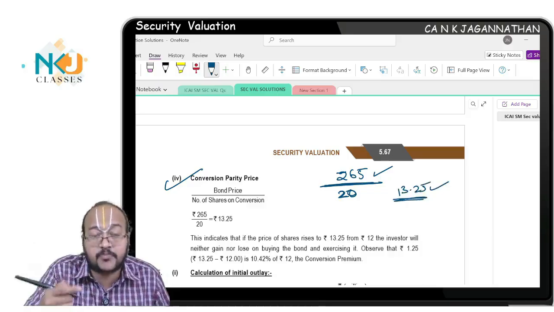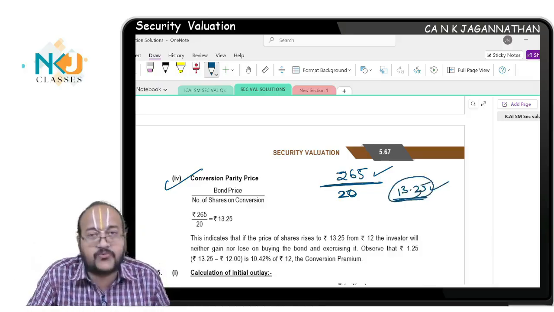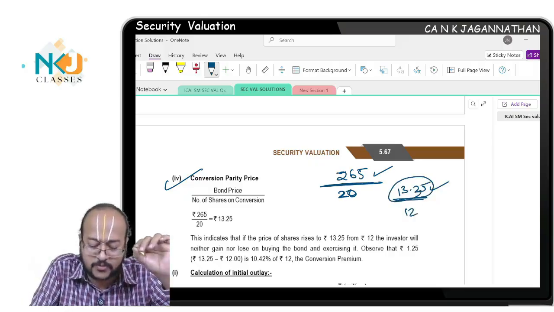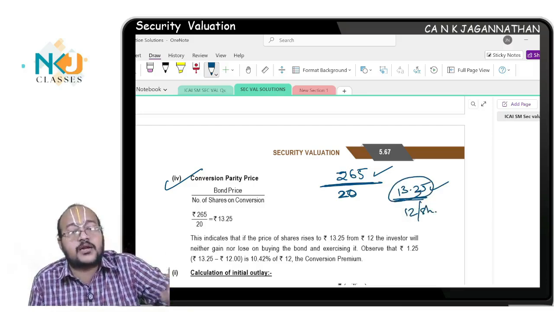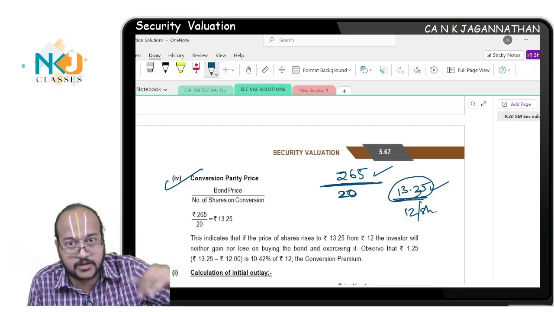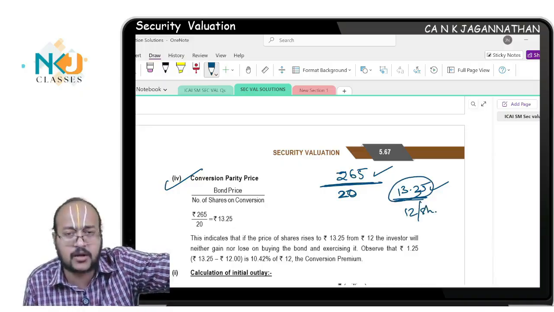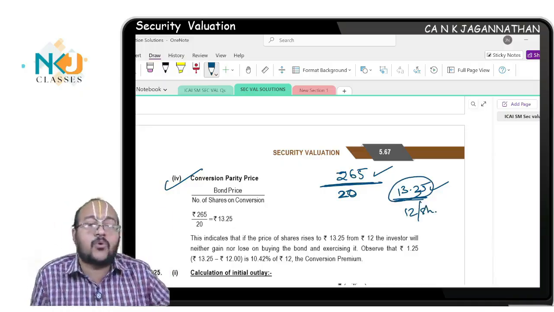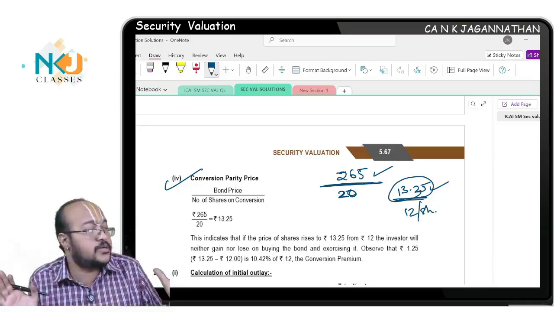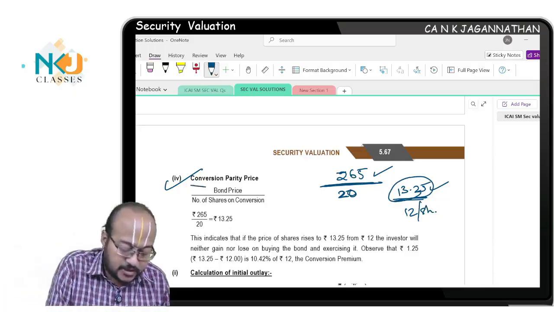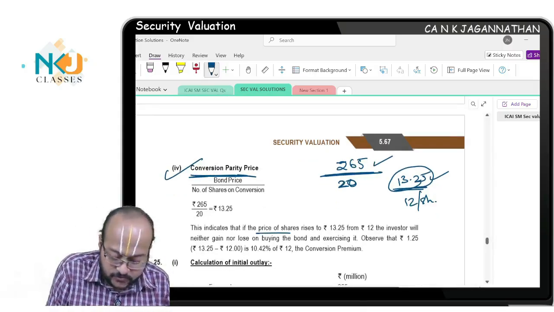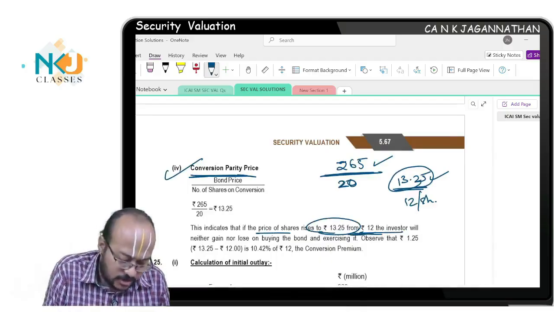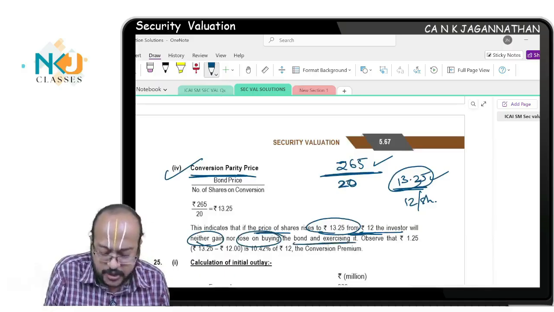At this current market price, the equity share is 12 rupees per share, as given in the question. If the current market price of the equity share jumps from 12 rupees to 13.25 in the future, I will be indifferent between holding the equity share or holding the convertible bond. Are you all understanding? This is called the conversion parity price, the break-even price. If the share price rises from 12 to 13.25, the investor will neither gain nor lose on buying the bond and exercising it.